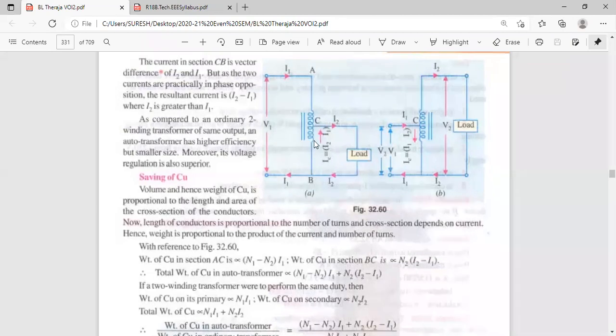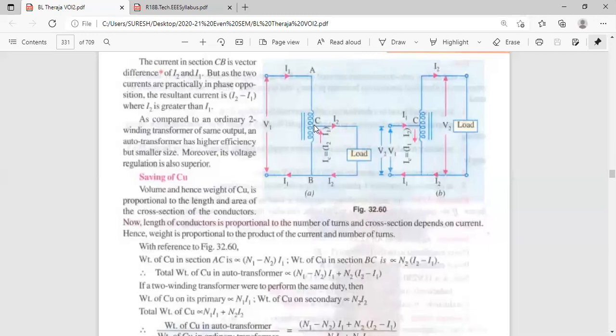What is your CB? 625. So 825 minus 625, how much? 200, the difference. So where will you take the tapping? At 625. Suppose AB is 825, CB is 625. From here to here it is 625. At the point 625 you take the tapping, so the difference of the turns is 200.